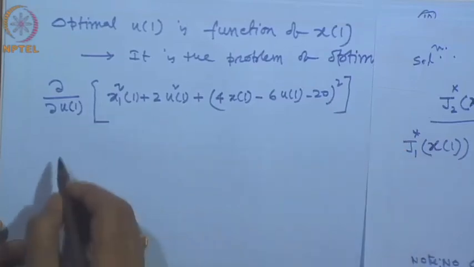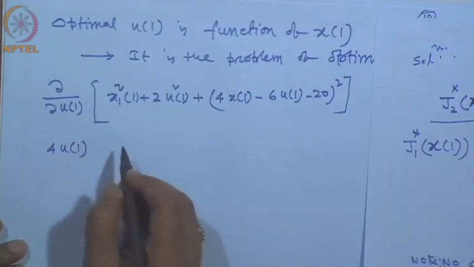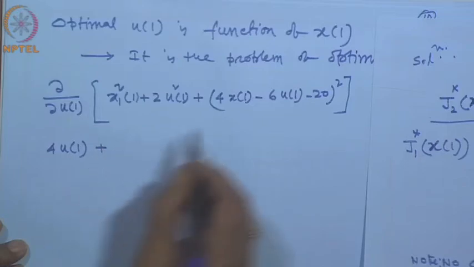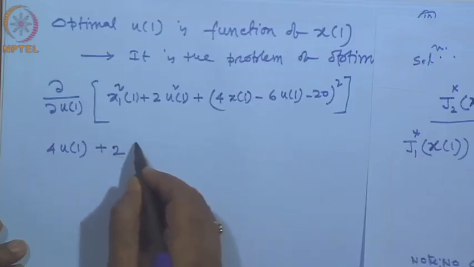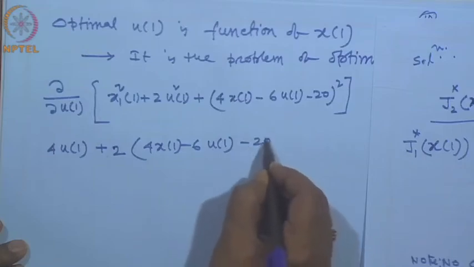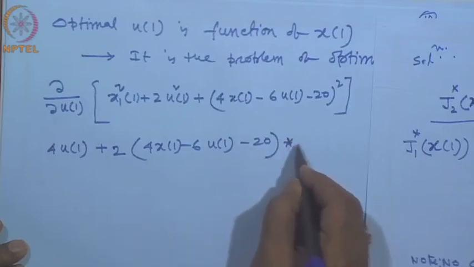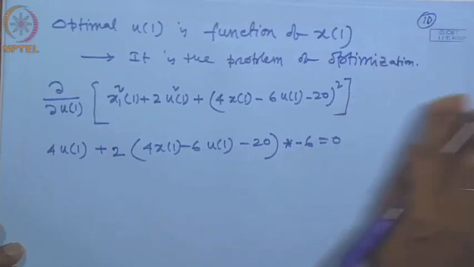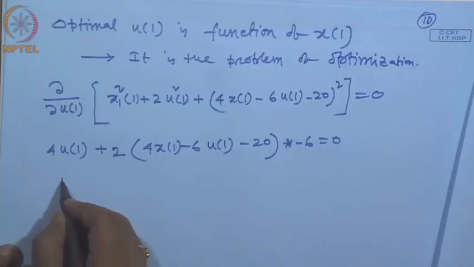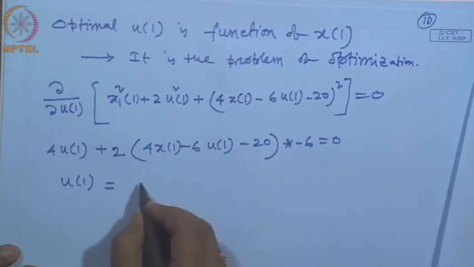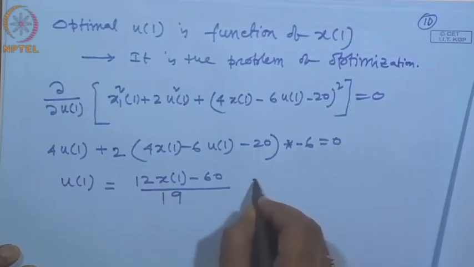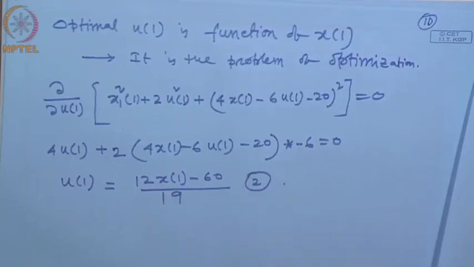So, if you differentiate with respect to u1, it will be 4 u1, then u1 is coming here. So, this will be twice 4 x1 minus 6 u of 1 minus 20 into minus 6 is equal to 0. This is equal to 0. So, if you solve this, you will get the expression u of 1 is nothing but 12 x1 minus 60 divided by 19. This is equation 2. Agree?